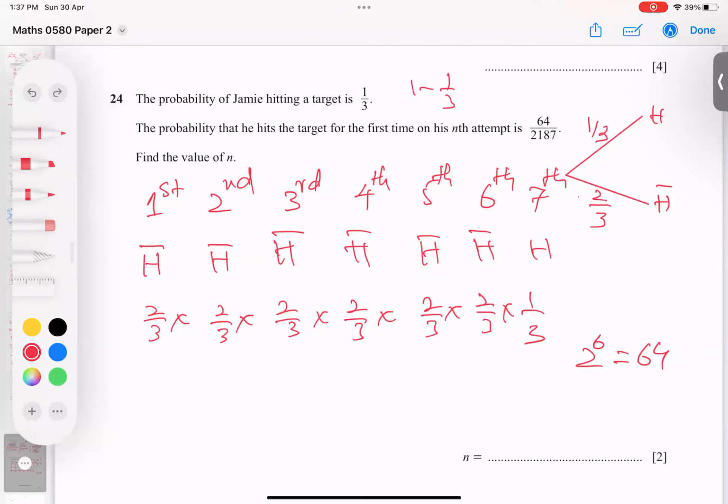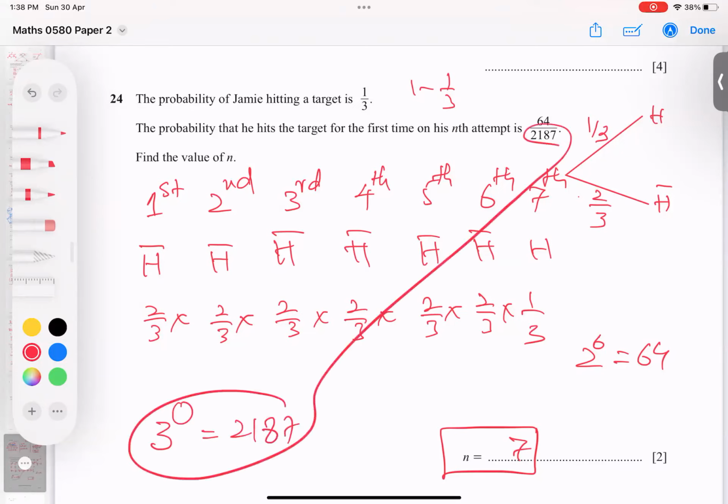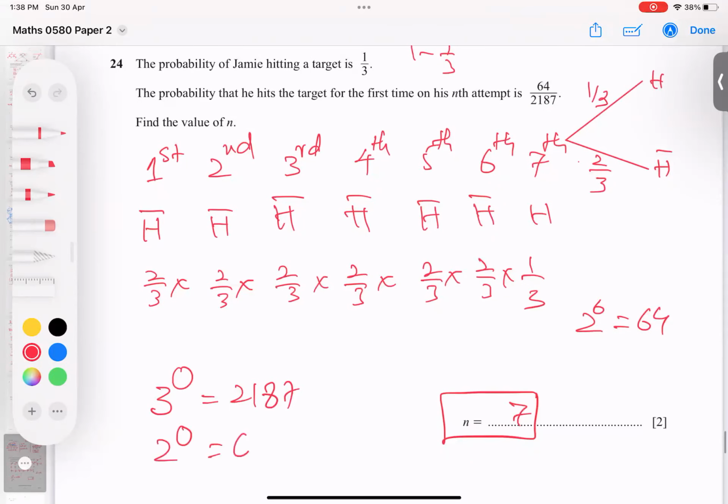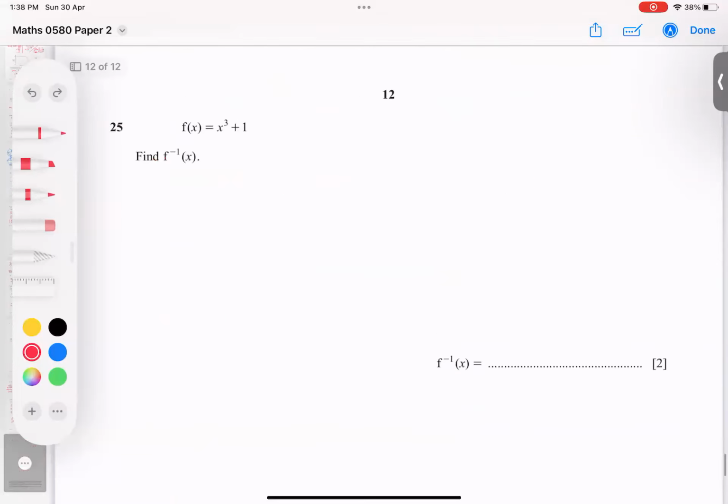He was asking what attempt? Attempt number 7. So what is the technique to do it? I have two techniques. 3 to the power what gives you 2187? This is one choice. Or 2 to the power what will give you 64. I can check the upper number. This is called the hit and trial method. I can do it or show this to the examiner. I hope you got the point.